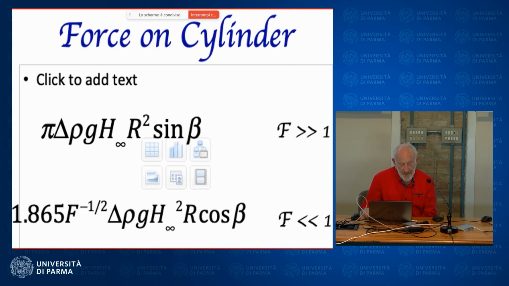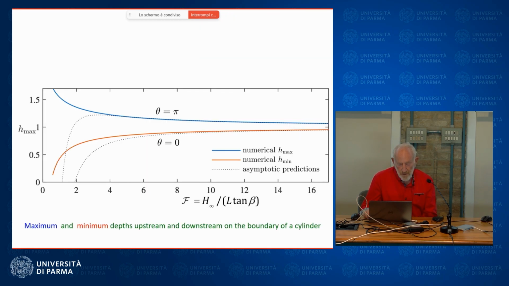I won't go into the details here, but you can calculate the force. And this has been published, so you could look this up. This is the maximum and minimum depths, both upstream or downstream, depending upon the script F, but really that's the thickness or rapidity of the flow that's introduced.